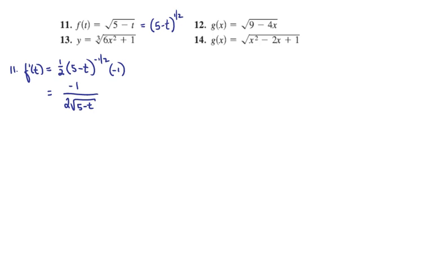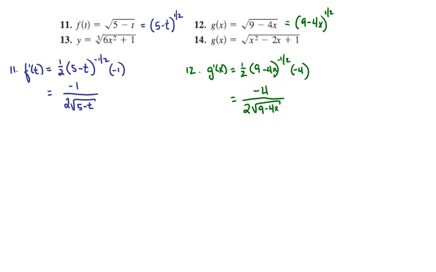With problem 12, we'll also begin by rewriting. We'll get 9 minus 4x quantity to the 1/2 power. The derivative of that, very similar to number 11, we'll call that g prime of x, and that will equal 1/2 times 9 minus 4x to the negative 1/2 power. Then times the derivative of the inside function, which is just negative 4. Simplifying, that would be negative 4 divided by 2 times the square root of 9 minus 4x. And that'll do it for that one.